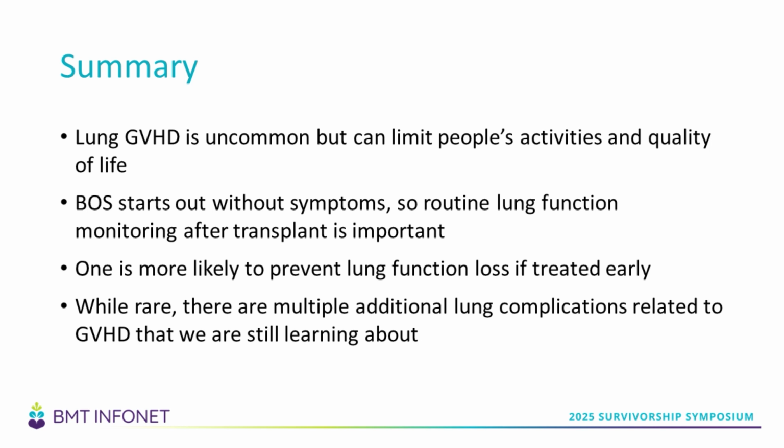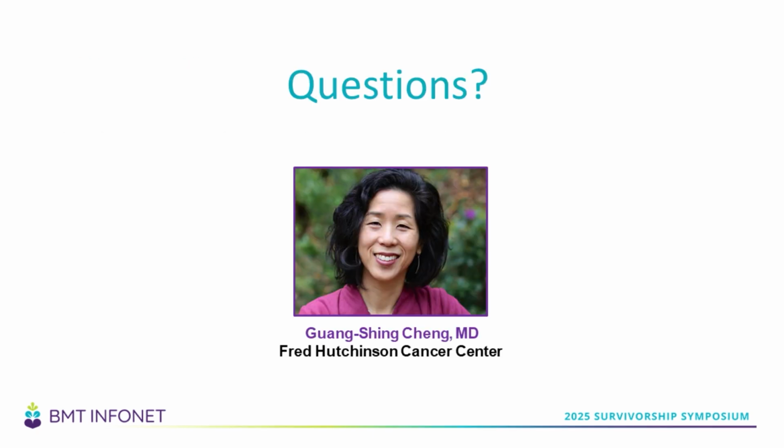So in summary, lung GVHD, while uncommon, can be really challenging and can limit people's activities and quality of life. It often starts out without symptoms. So routine lung function monitoring after transplant is really important. One is more likely to prevent lung function loss if it is treated early. And there are also multiple additional lung complications related to graft-versus-host disease that we are still learning about. And given that this is a family of rare diseases, we are really trying to study it and understand it and get people the right treatment and to prevent the quality of life consequences.